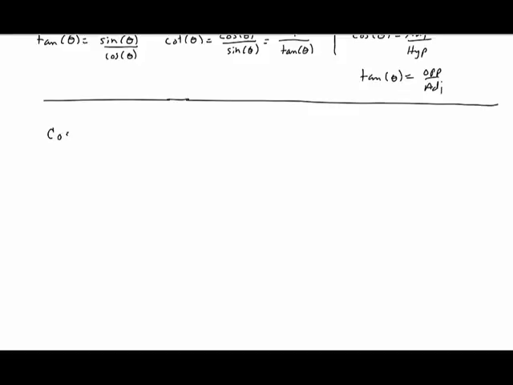So let's go ahead and look through a few examples. Cosine of 4 pi over 3. Now, I don't really know what the cosine of 4 pi over 3 is, but I can figure it out.